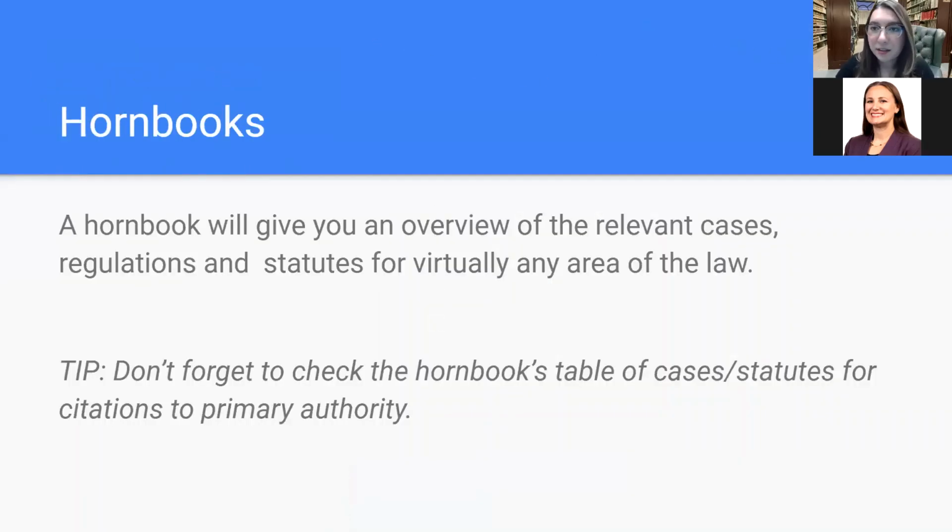Something that we get a lot here at the Law Library is requests for hornbooks. So a hornbook will give you an overview of the relevant cases, regulations, and statutes for any area of law. A tip for hornbooks is don't forget to check the hornbook's table of cases/statutes for citations to primary authority. As I said earlier, sometimes it's really helpful to start with a secondary authority to get a general idea of what we're looking for, and also because it has direct citations to primary authority.